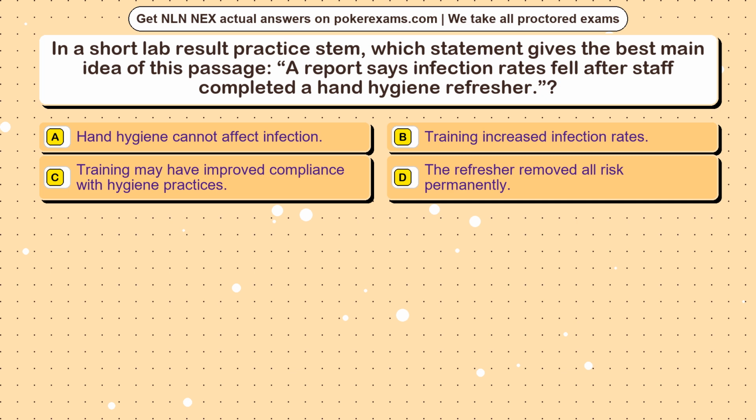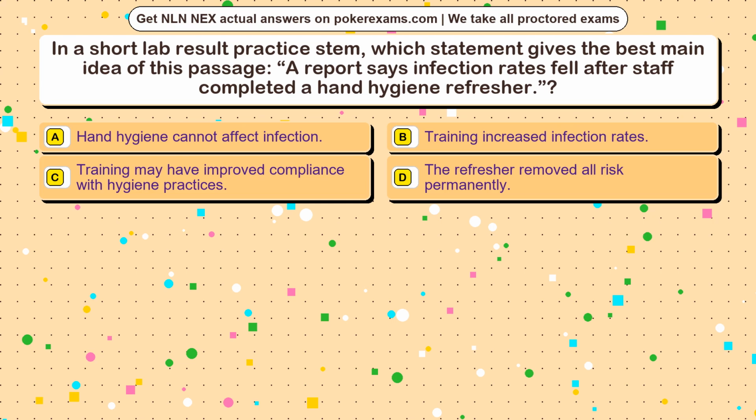A report says infection rates fell after staff completed a hand hygiene refresher. Option A, hand hygiene cannot affect infection. Option B, training increased infection rates. Option C, training may have improved compliance with hygiene practices. Option D, the refresher removed all risk permanently.